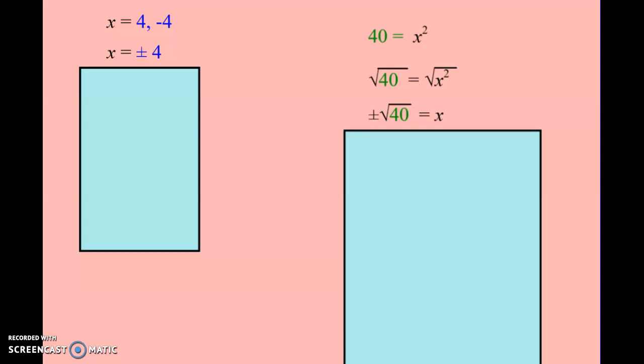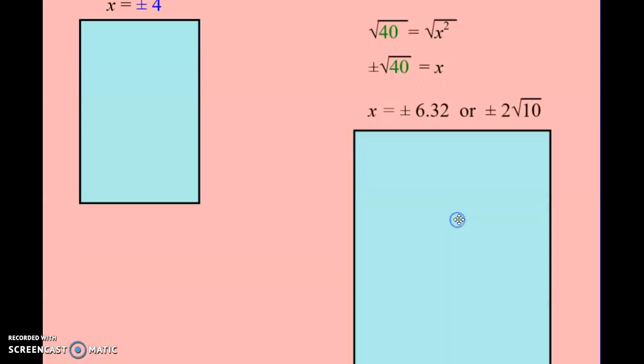So I can leave it just as the square root of 40. Or I could use a calculator and I can find out that it's plus or minus 6.32. Of course, it's non-terminating, so I have no idea what it's going to end up being, but that's just the first 2 digits. Or I could put it in a radical and leave it as 2 times the square root of 10, but it's plus or minus. That means I would add 2 root 10 or subtract 2 root 10 to get my answer.